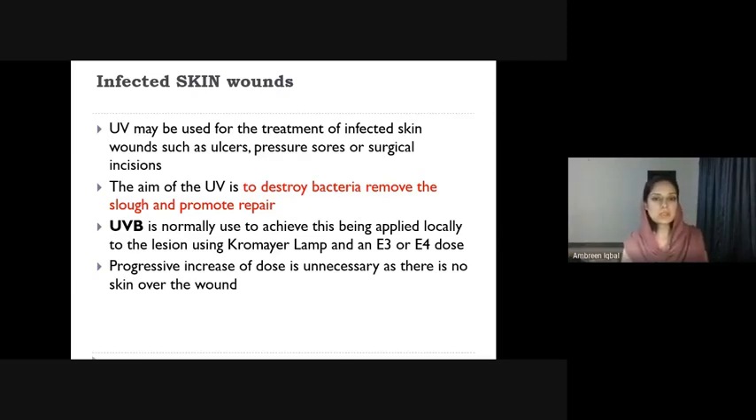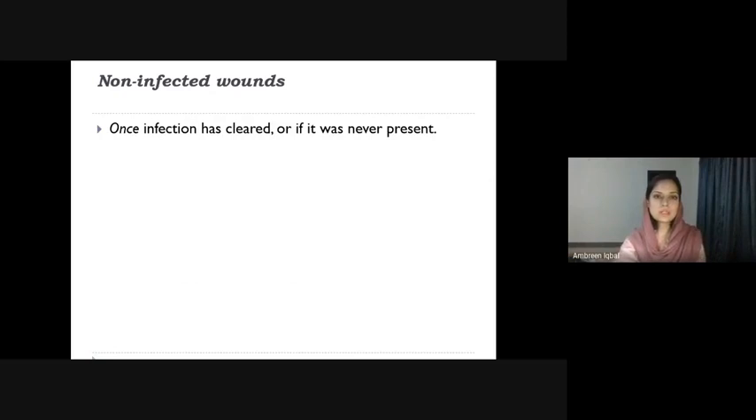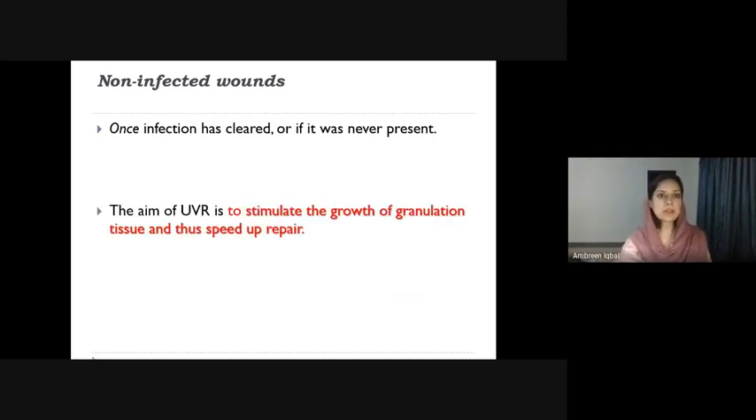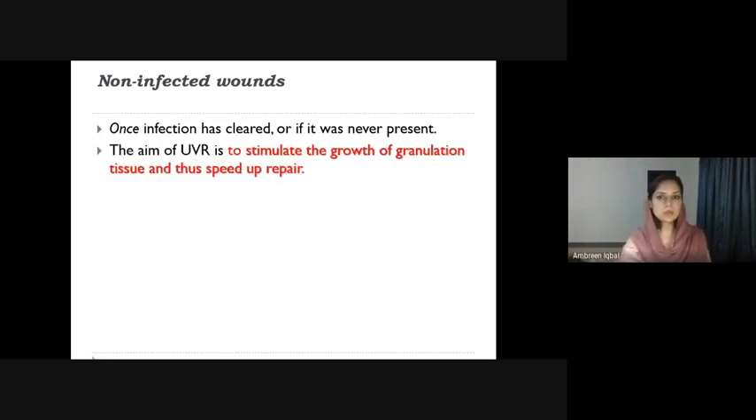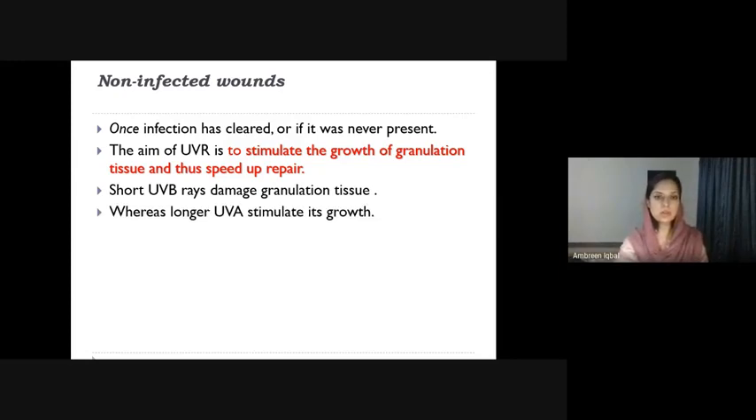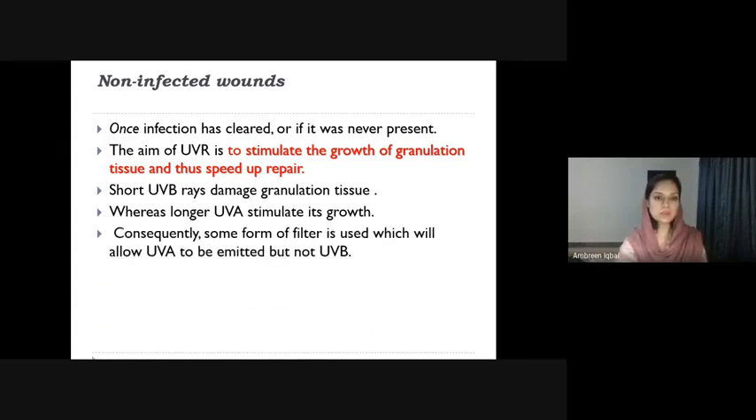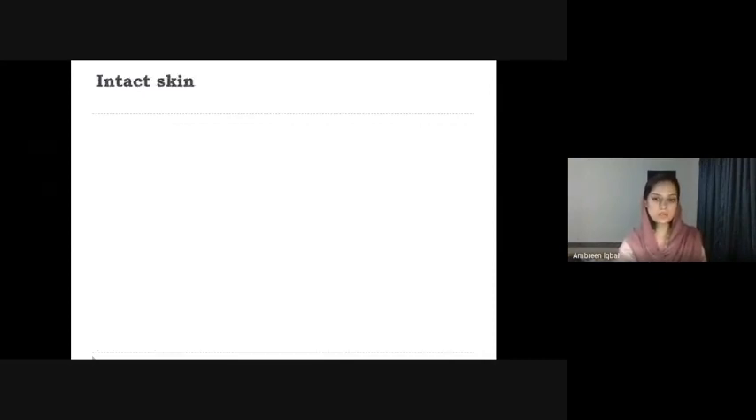Progressive increase of the dose is unnecessary as there is no skin over the wound. Non-infected wounds: once the infection has cleared, or if it has never been present, the aim of ultraviolet is to stimulate the growth of granulation tissue and speed up the process of repair. Shorter ultraviolet rays damage the granulation tissue, whereas the longer ultraviolet wavelengths stimulate the growth. Consequently, a filter is used which allows ultraviolet A to be emitted but not B. This filter may be bluish oil glass or cellophane.